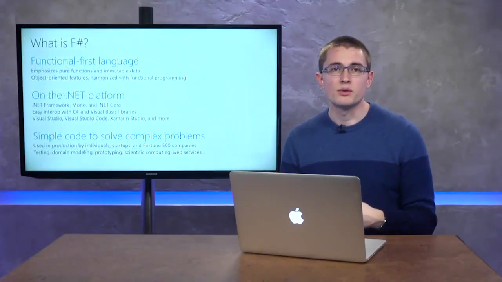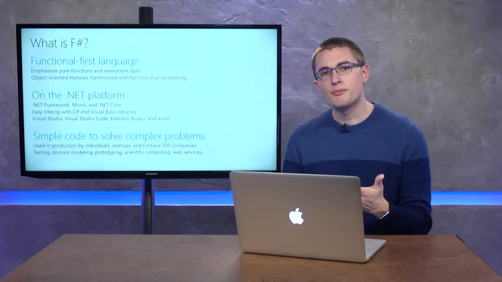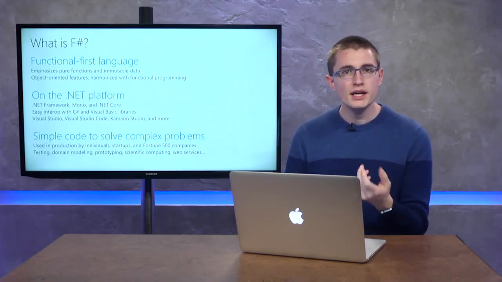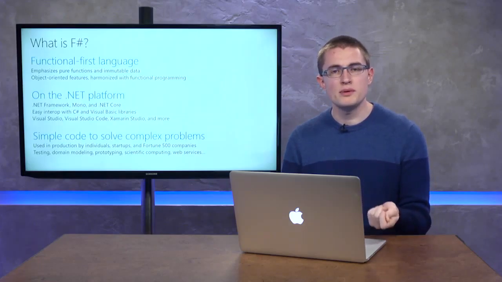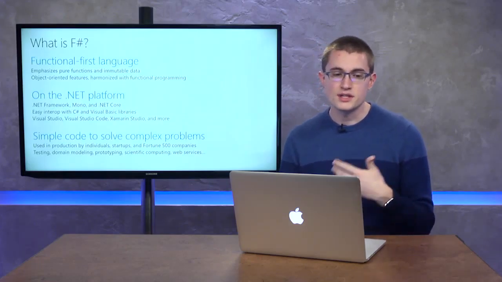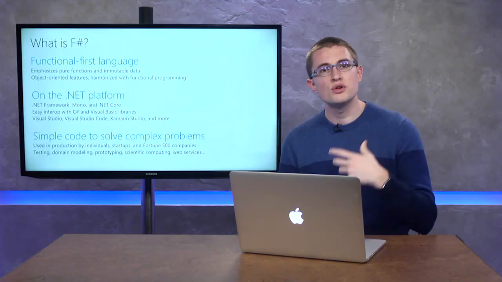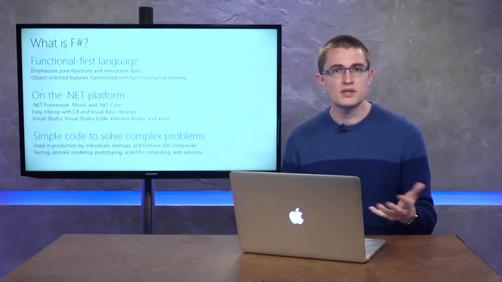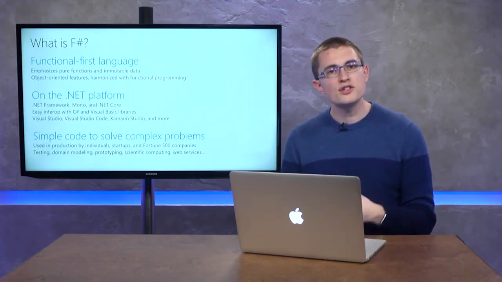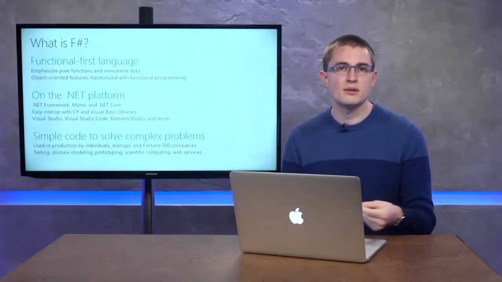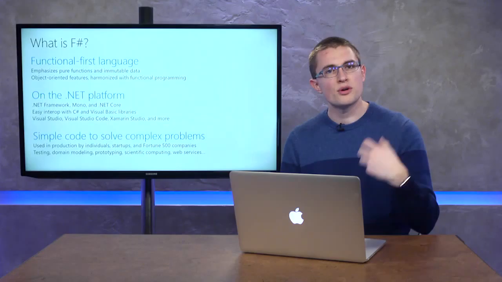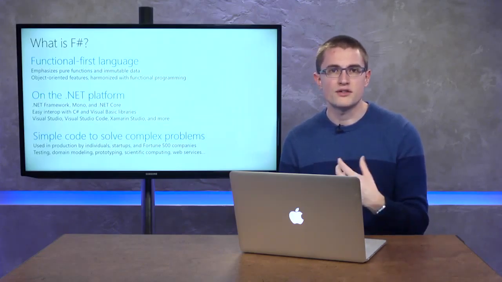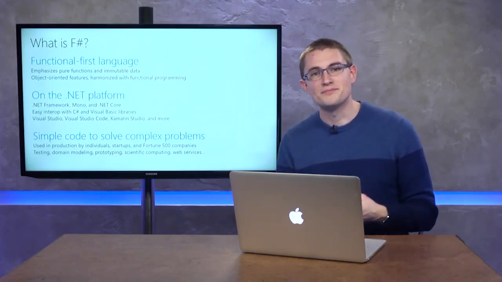F# is a .NET language, so it runs on .NET Framework, Mono, Xamarin, and now .NET Core. Its design makes it easy to interoperate with C# and VB libraries. And this is great for a couple of reasons. The first is that F# programmers can use the huge .NET library ecosystem that exists in a really nice way. And it also makes F# easy to adopt on teams that already have some .NET code. So you can incrementally write some F# code, and C# programmers and VB programmers can just use that F# code and kind of be none the wiser.